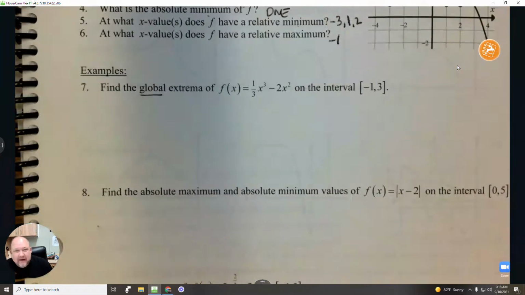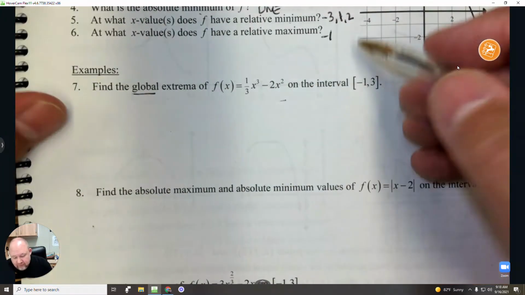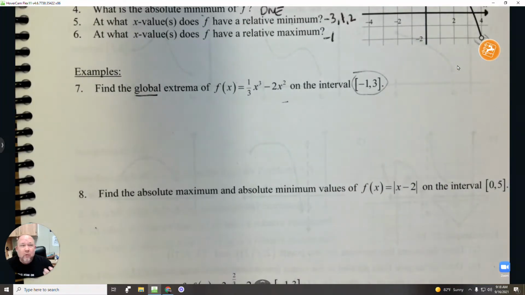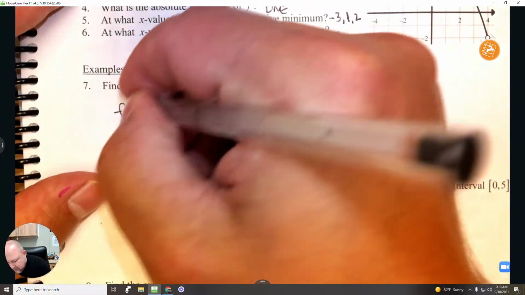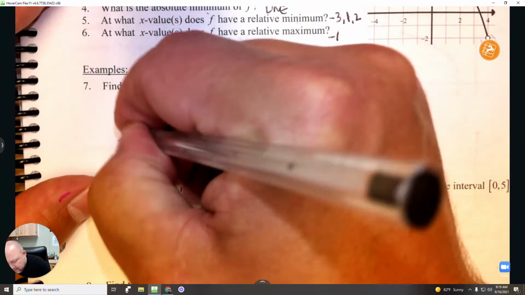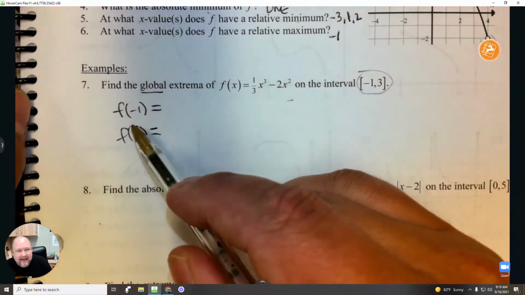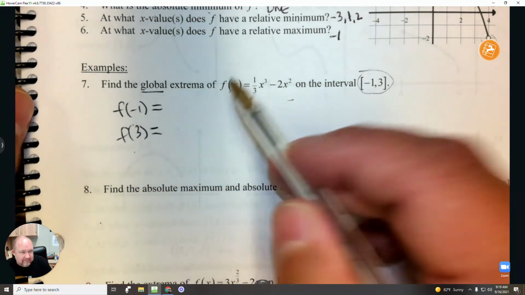extrema. That's another word for absolute extrema of this function on this interval. So let's go one step at a time how we would find that. So the first step is to plug in the endpoints. So we're going to plug the endpoint values into the function and then solve it.